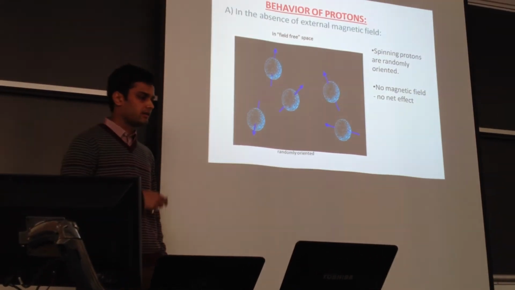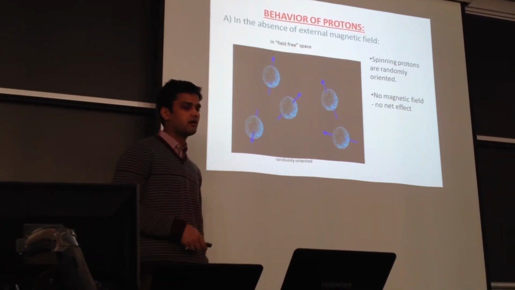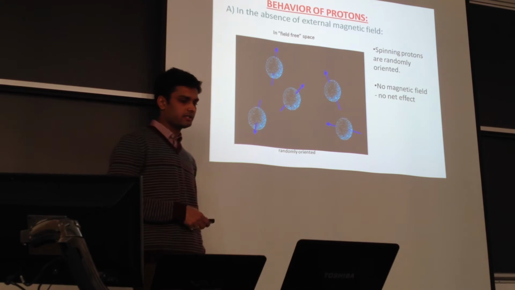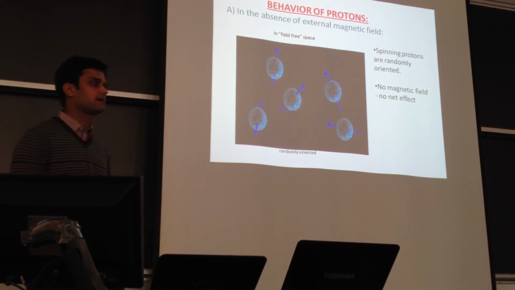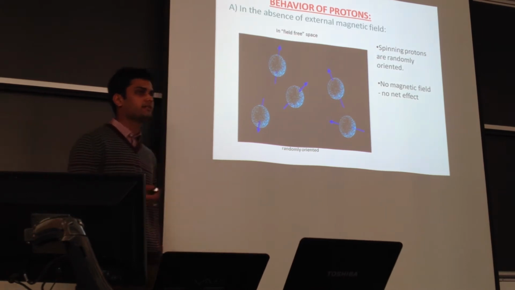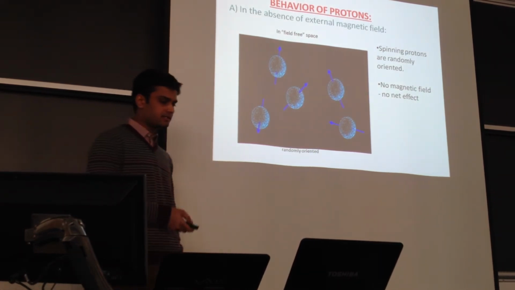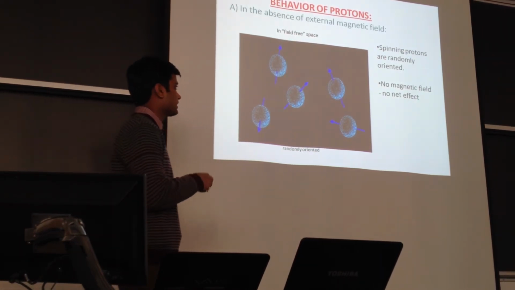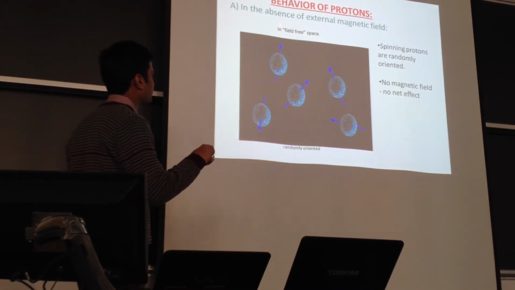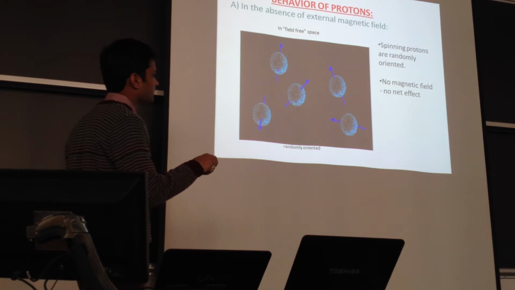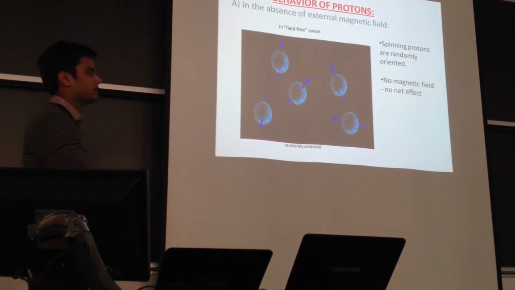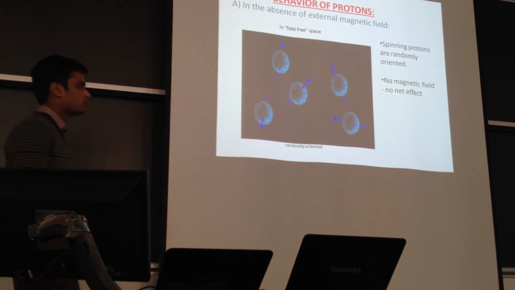Okay, so now it's important for us to know how protons behave in various conditions. The first one is in the absence of external magnetic field. Suppose there are a number of protons in free space. In such a condition, the protons are randomly oriented. They do not have any specific orientations. This one is in the longitudinal direction, this one, it's all randomly oriented. And as there is no magnetic field acting on the system, there is no net effect on the protons.